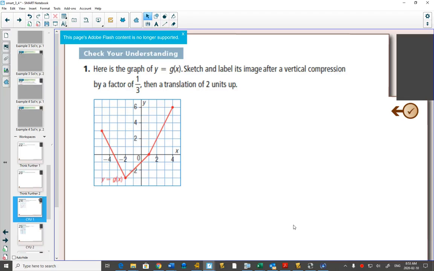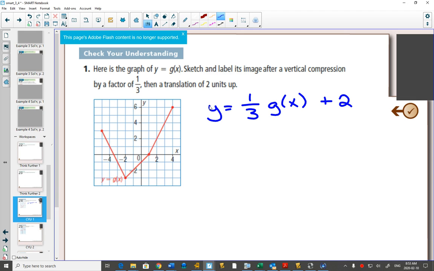And they ask you to sketch and label its image after vertical compression by a factor of 1/3, then a translation of 2 units up. So one of the things that we're going to do in this question is we're going to label the new equation in terms of the function g. So a vertical compression of 1/3 would be outside the function. And 2 units up would also be outside of the function. So this is how we could translate those words into an equation.